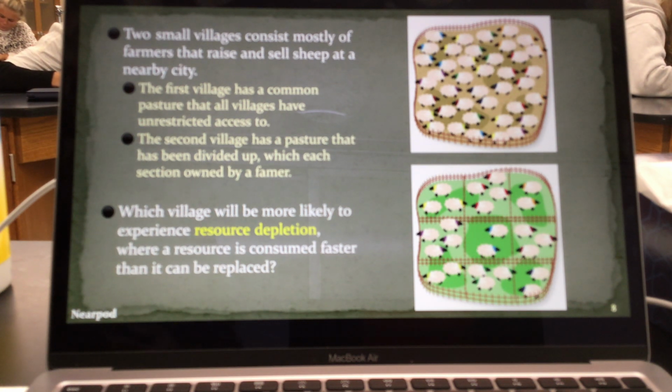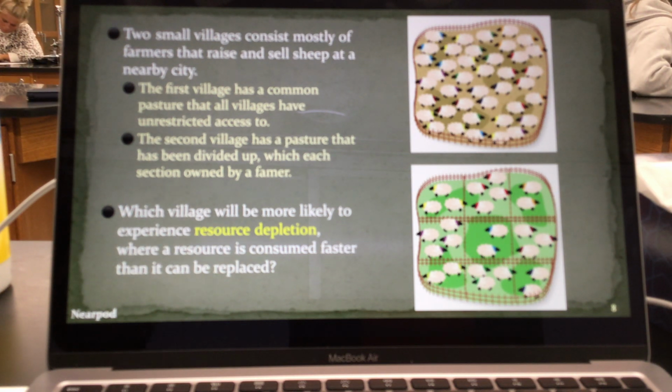Okay, that's the first village. The second village has a pasture that got divided up into different sections that each farmer can own. So you fence it off and say, hey, farmer 1, you can have this section, farmer 2, you have this section. And within that section, you still have some unrestricted rights, but we're not just going to open this up and let anybody come in and utilize it any way they want.